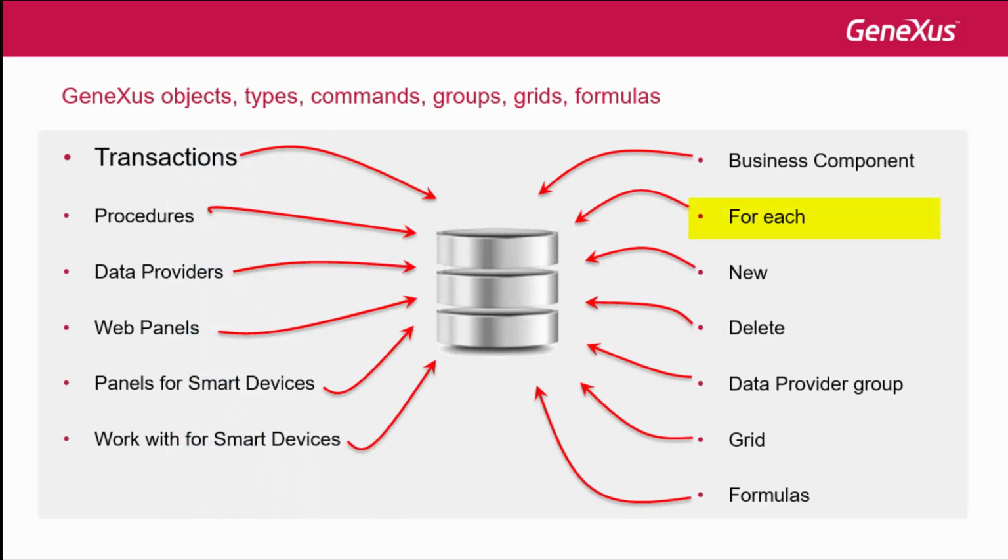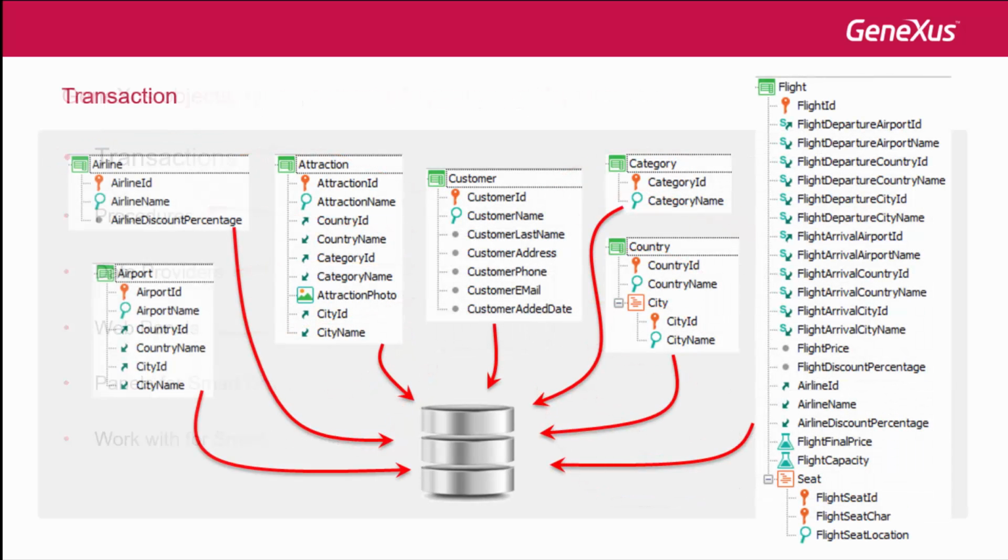The for each command is one of the main commands in GeneXus, since it may be used for almost any object. Its purpose is to go over each element in a transaction's level, meaning an actor from reality, if we consider each level in the transaction as an actor. For instance, each tourist attraction, or each flight, or each seat on a flight, or each country, or each city, and so on, for which something is to be done with its information.